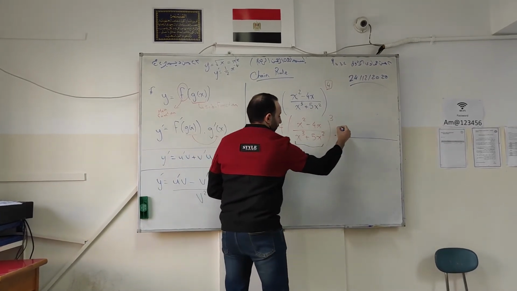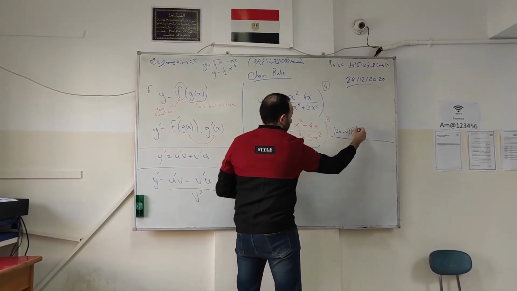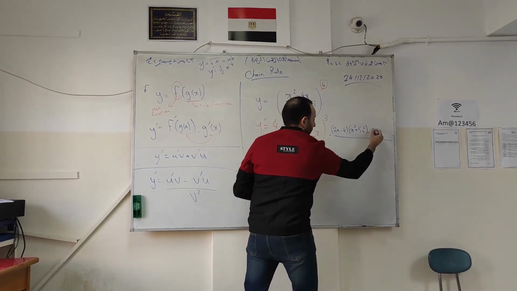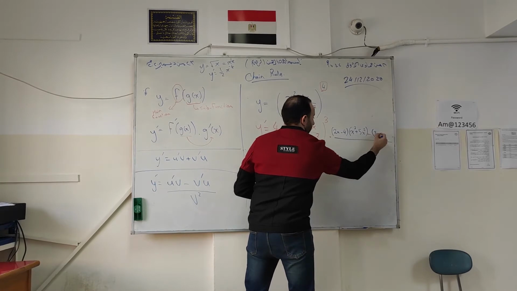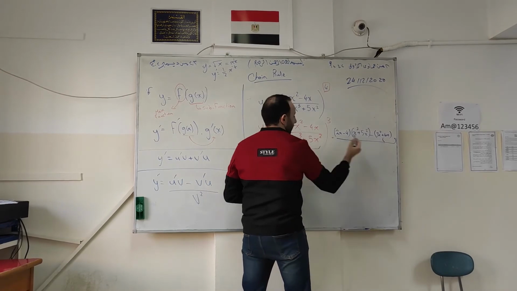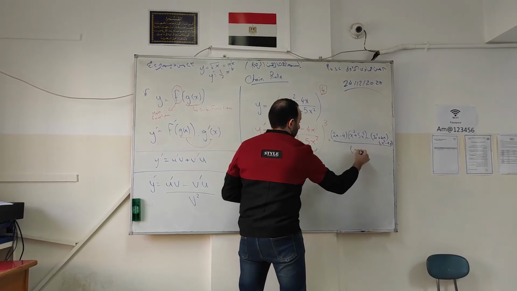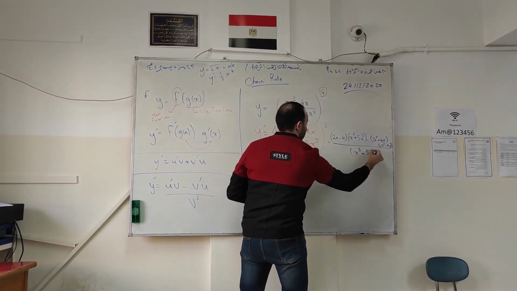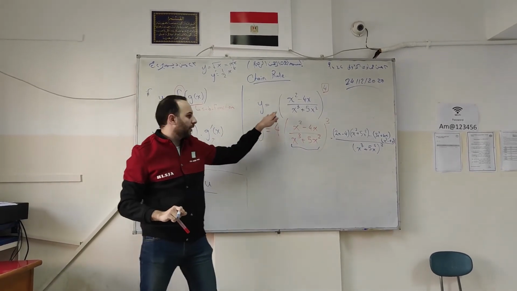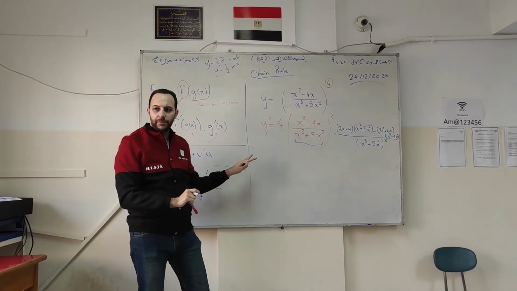U dash 2x minus 4 times v, 5x squared, minus v dash 3x squared plus 10x times u, which is x squared minus 4x. All of this over v squared. Yes, power 2. So here I have what? I have a quotient rule inside a chain rule. Have you got this concept?